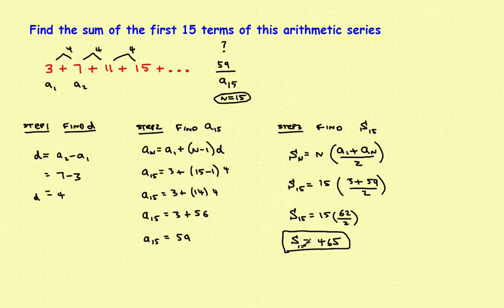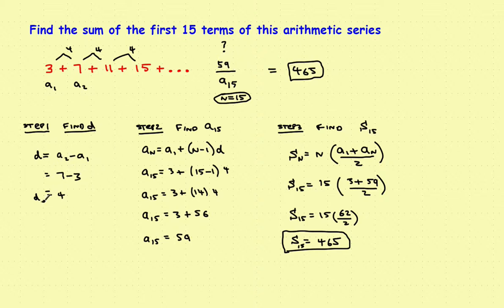So the sum of the first 15 terms, if you added all these things up, would be equal to 465. But again, just a reminder, to use this formula right here, you need the first term and the nth term, the 15th term. But the trouble is, when you began the problem, you didn't know what the 15th term was. So kind of 3 steps.